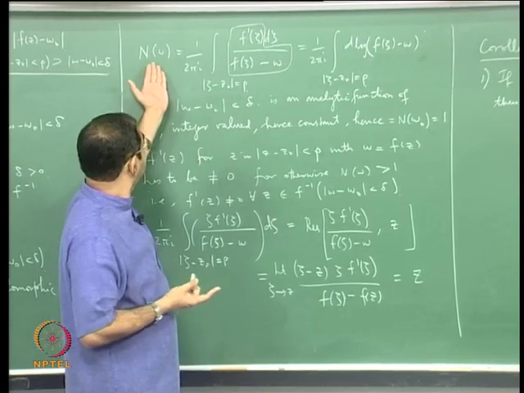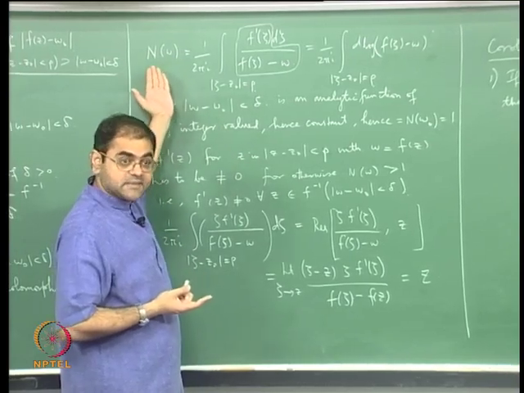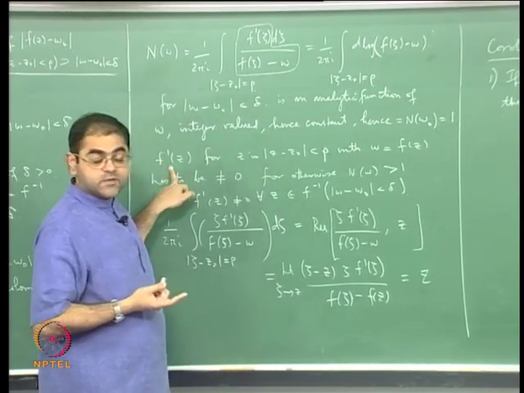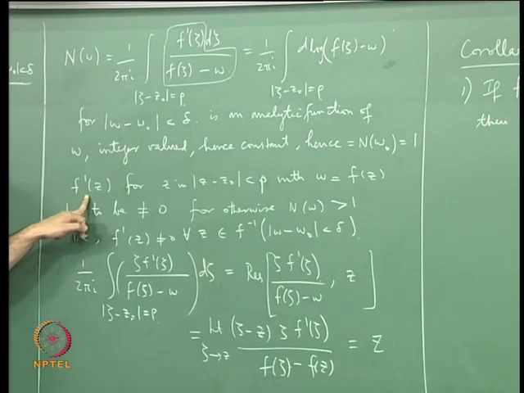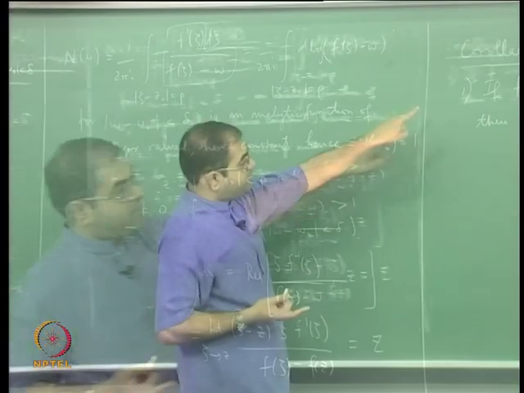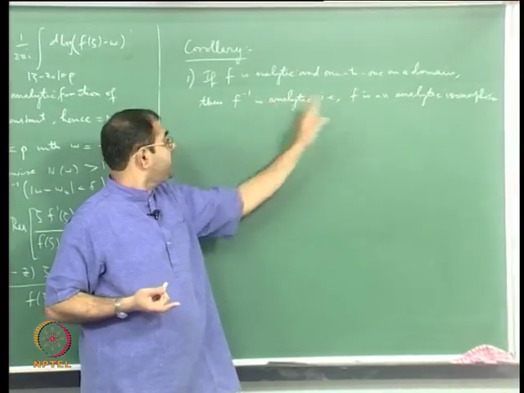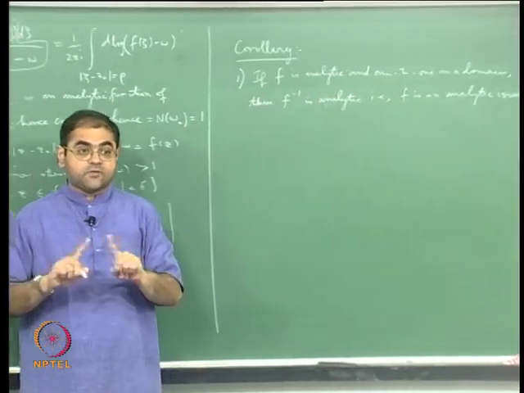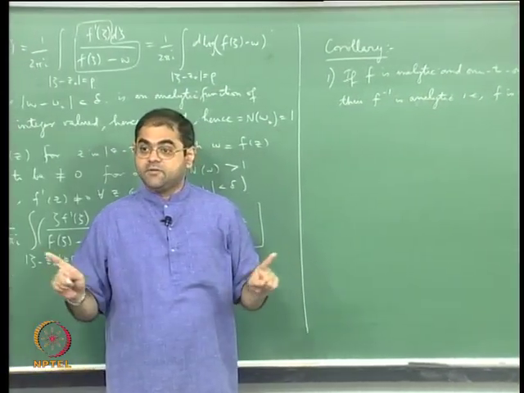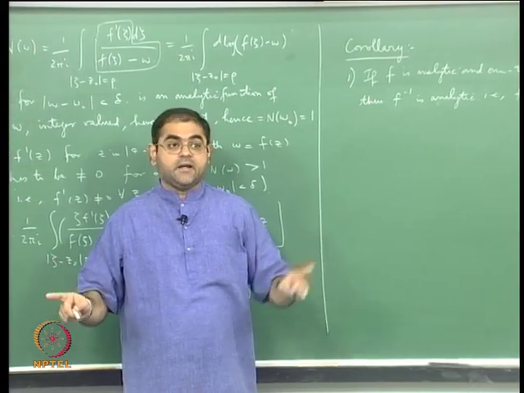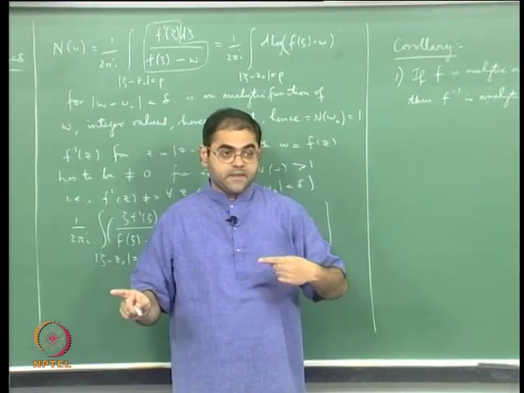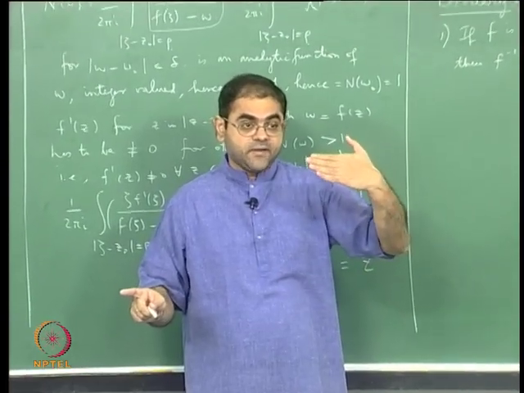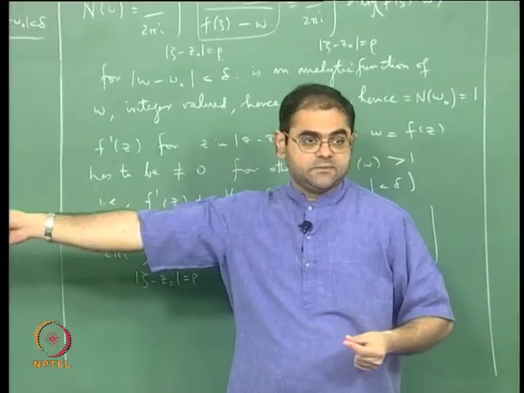This n of w will become 1, and this n of w becoming 1 will force that f dash is non-zero. So in particular, if f is analytic and 1-to-1 on a domain, then the derivative of f cannot vanish, and f inverse will be defined. F inverse will be defined, and it will be holomorphic by this argument.